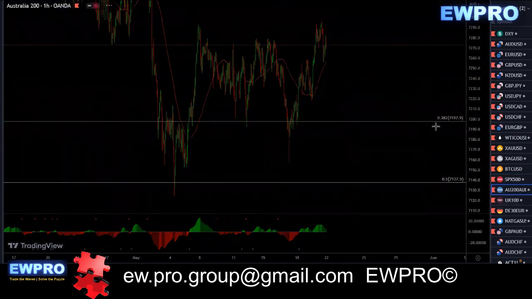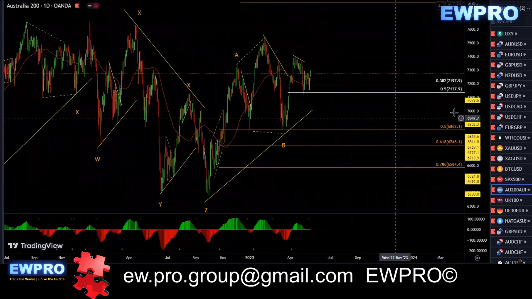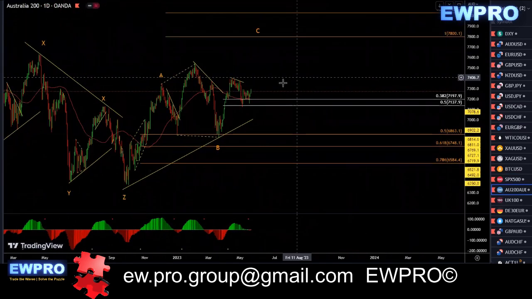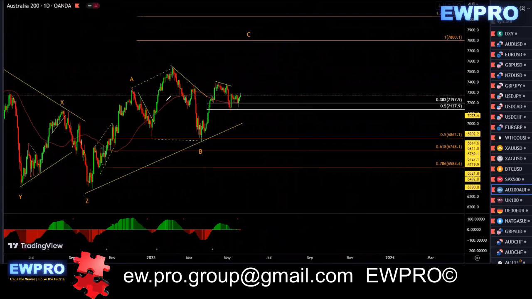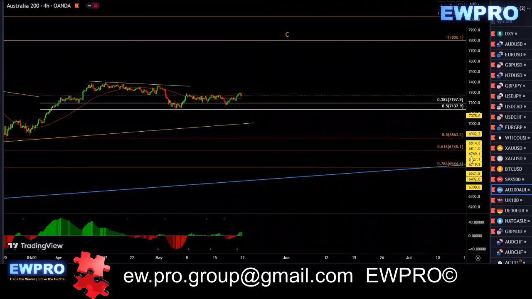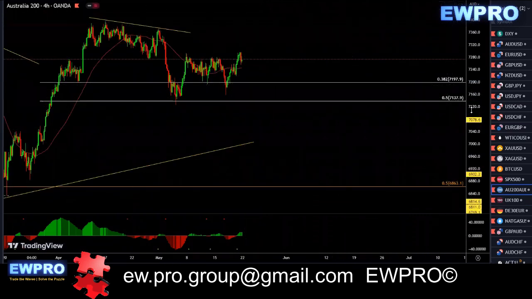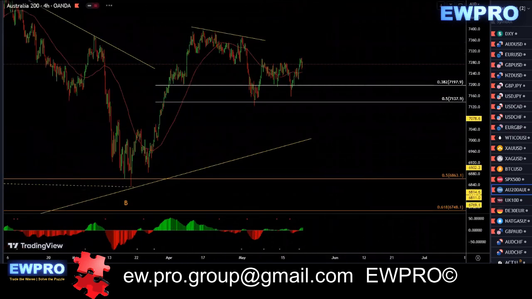AU200 on the daily. Nothing's changed on the daily, really. Looking at that A, B, C, A, B, C up to that 100 fib on the daily. On the H4, we're getting that correction. It was looking nice, like I mentioned. It was looking really nice in here. Then we fell over here, so we're looking at some sort of a WXY, X2, and would be looking for a Z down.